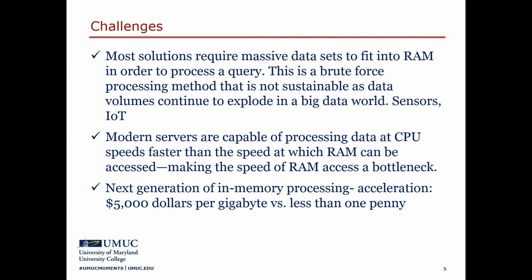Reasonable cost means, if the traditional in memory processing is when you work in physical RAM, and the cost is $5,000 per gigabyte, we're talking about this modern technology today, which works at the speed of the CPU, and the price of a gigabyte is less than a penny. So that is this new technology in memory analytics we are talking about.